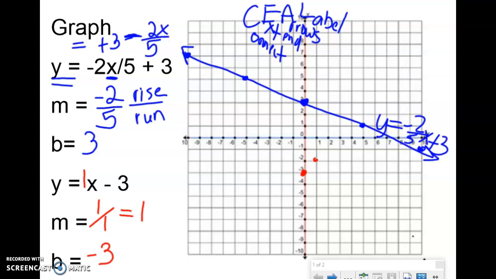So 1 and 1, 1 and 1, 1 and 1, 1 and 1. And remember, you should be getting a straight line every time you do this. If there's any kinks or bends, something's wrong.